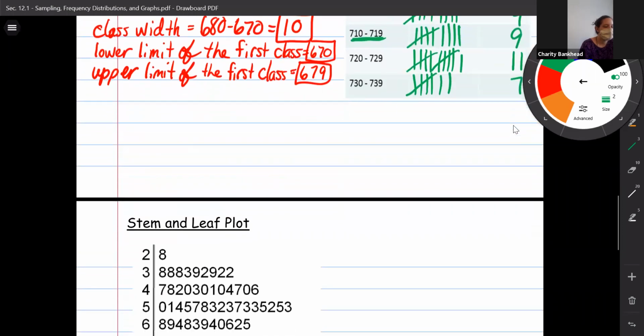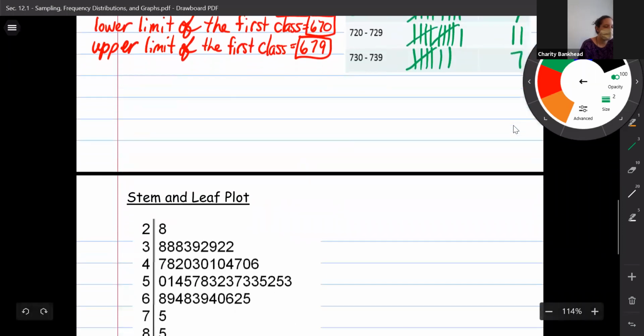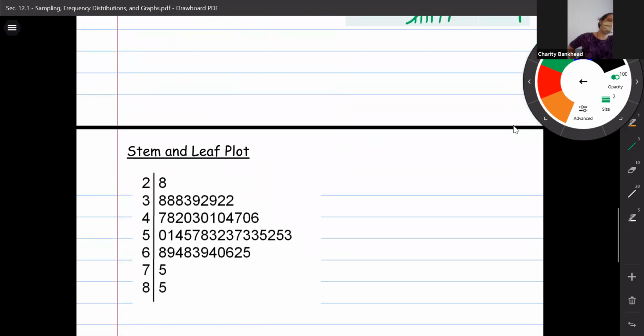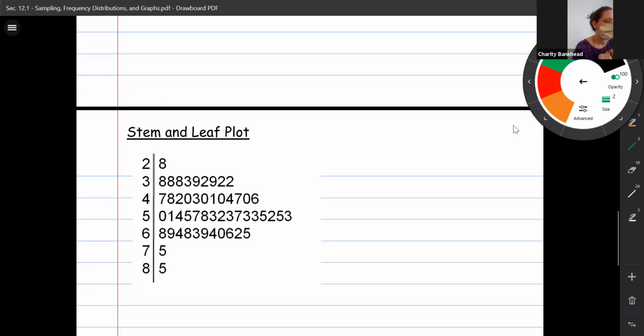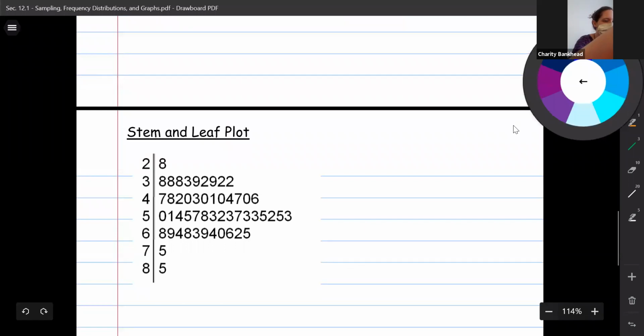All right, so next we're going to look at a stem and leaf plot. So here is an example of a stem and leaf plot. This is just one way of representing a data set. If I was to start writing down the data set, I'm not going to write out the whole thing because it's a lot. But if I was to start writing out the data set represented by this stem and leaf plot, the smallest number would be 28.